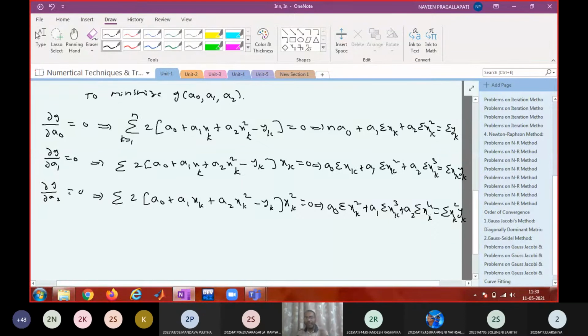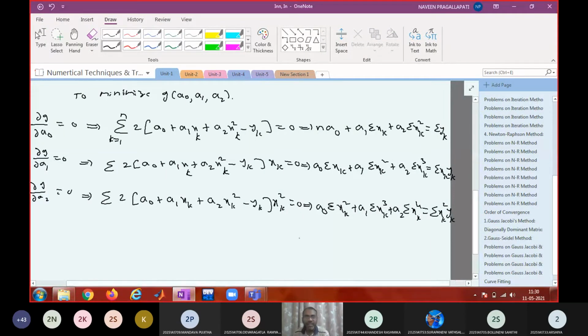Okay, so you have to prepare many columns: xk one column, yk one column, xk square one column, xk cube one column, xk power 4 one column, xk into yk one column, xk square into yk one column. Then take each column sum, you will get sigma xk, sigma xk square, sigma yk, and so on. So these three equations together are called normal equations.